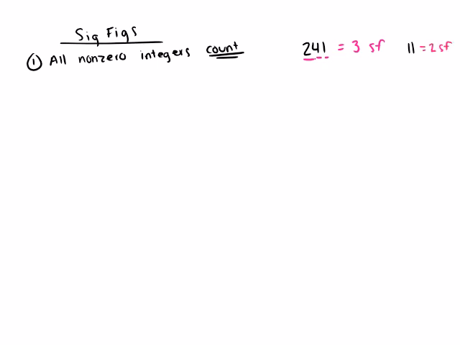Okay, but not all numbers in the world are going to have no zeros in them. So we have to learn how to classify our zeros. Okay, first up is a leading zero. Leading zeros do not count as significant. Okay, so let me give you an example of leading zeros.